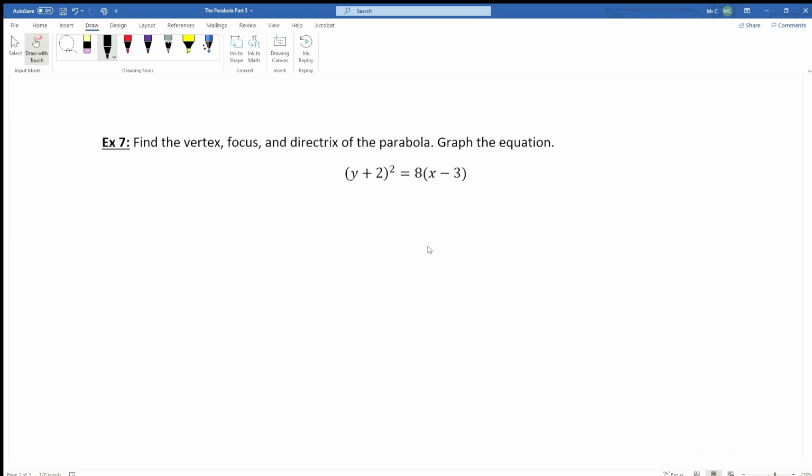Here we're given a graph and asked to find the vertex, the focus, and the directrix of the parabola. So in this case, we're going to have h equals 3, so our vertex. That's going to be (3, -2). We get the opposite of what we had for y here. All right, so we get (3, -2) for our vertex. And what do we get for p? Well, 8 here is going to be equal to 4p. So p equals 2.